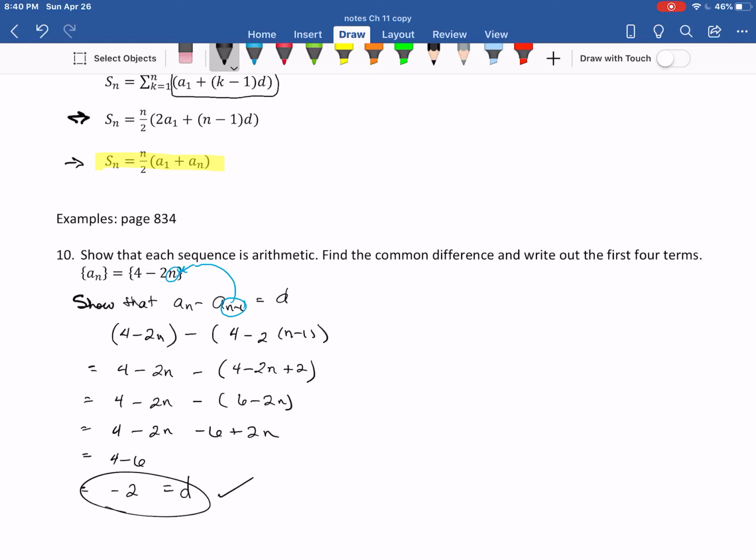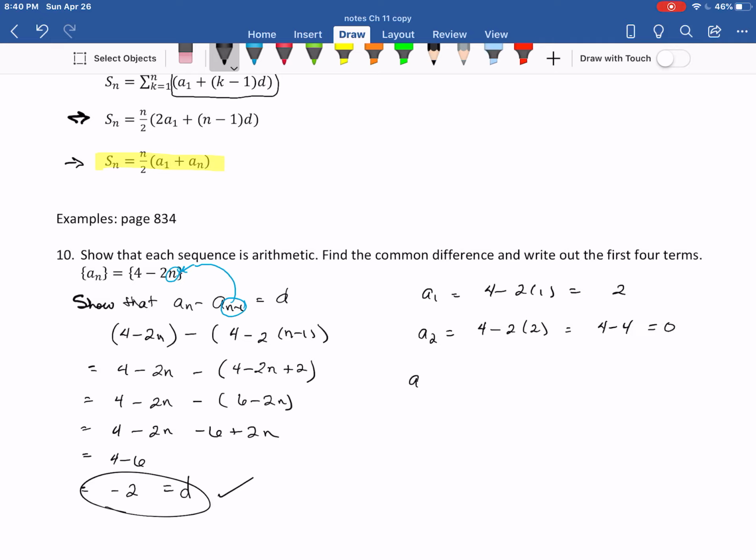So the first term is where n equals 1. 4 minus 2 times 1 equals 2. And the second term should be 2 smaller than that, right? Because my common difference is negative 2. So I should be subtracting 2 to get the next term, but let's make sure. 4 minus 2 times 2, the second term, equals 4 minus 4, and that's 0.